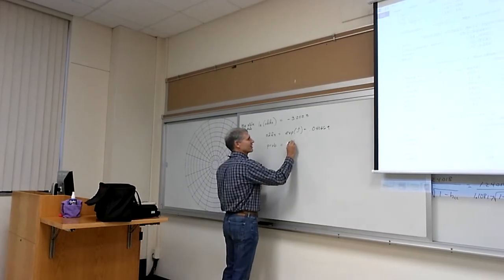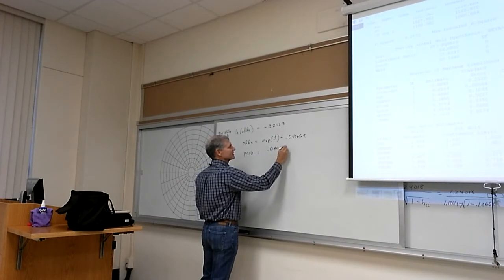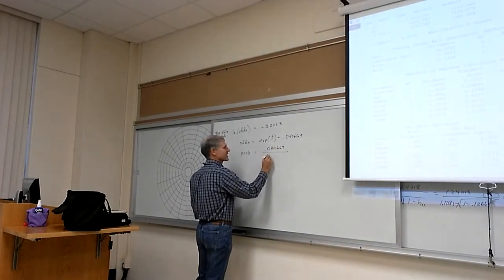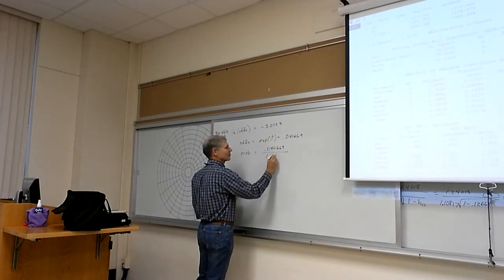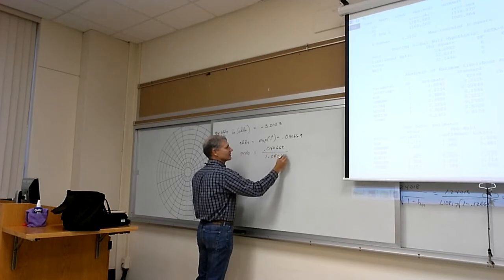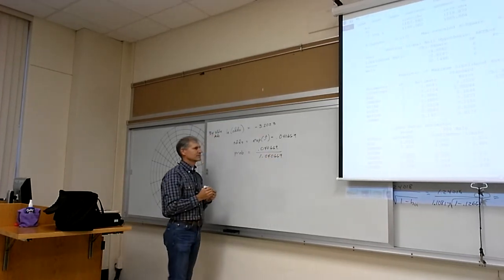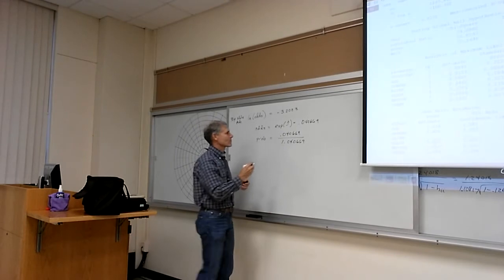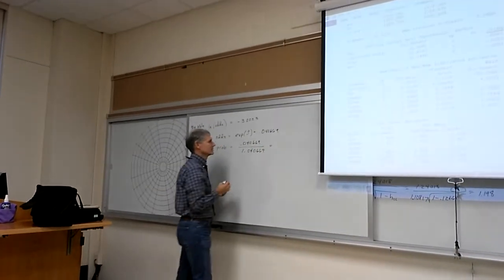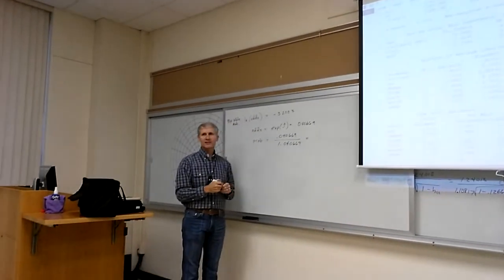So it's 0.040669 divided by 1 plus that. So I'm just going to write 1.040669. And it's going to be right around 4%.